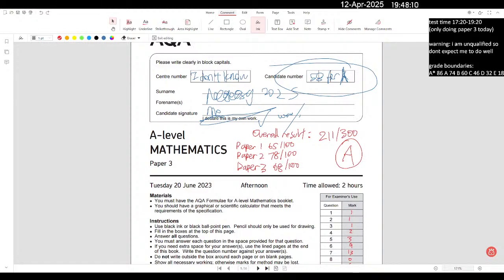9.3% got A star. 18.3% got A. Okay, so an A just means I'm in the top 27%, roughly a quarter. I'm in the top one quarter. Wow, that's better than I thought.